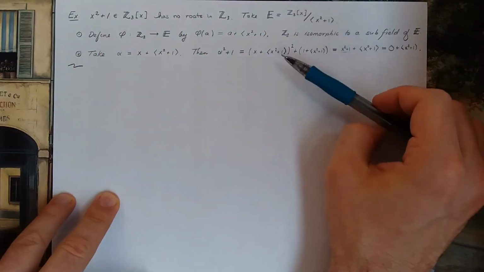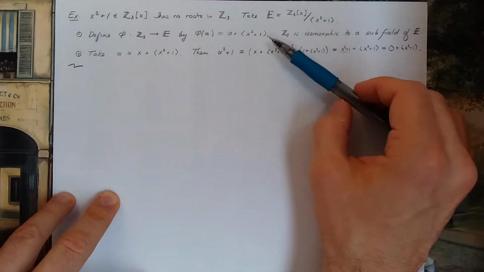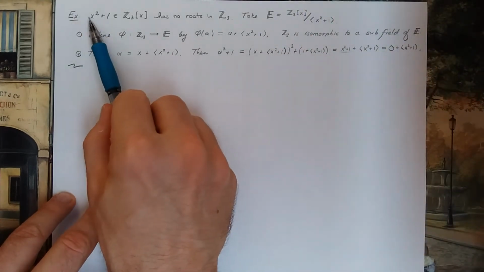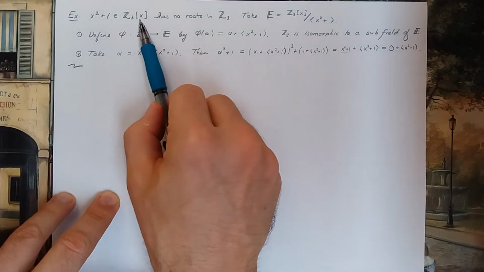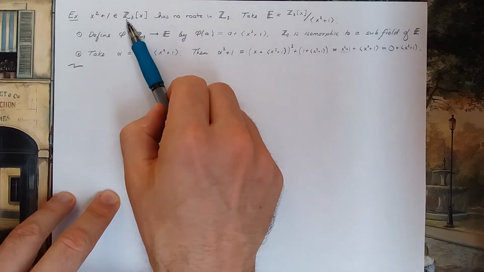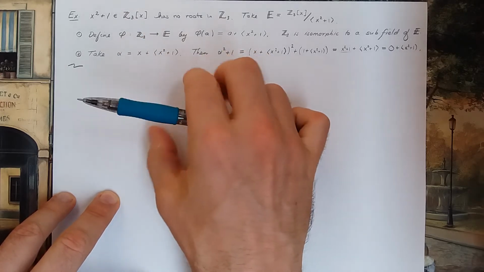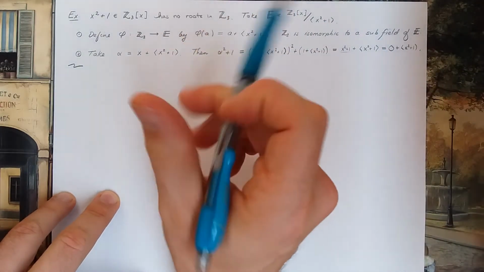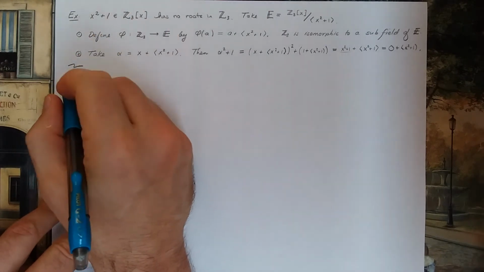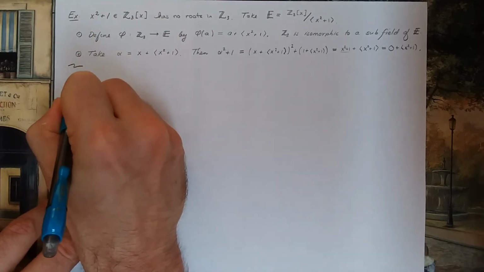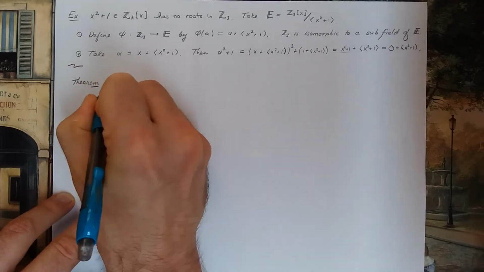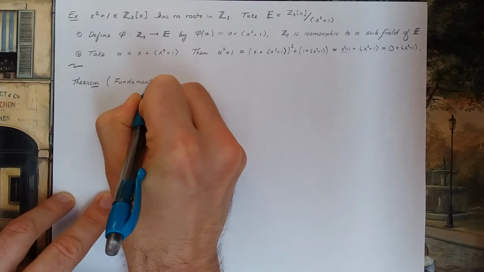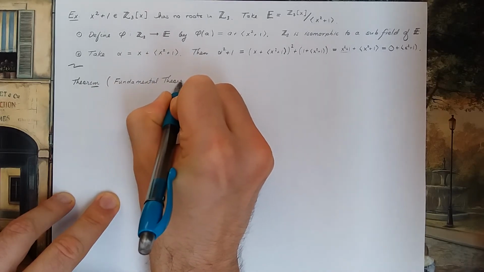So this example is a motivating example for the general theorem. This kind of idea will always work. You take a polynomial in your ring of polynomials over some field, you could always enlarge your field to another field that contains a root. So let's write down the general statement and prove it. This is a nice theorem. So theorem. This one is called the fundamental theorem of field theory.